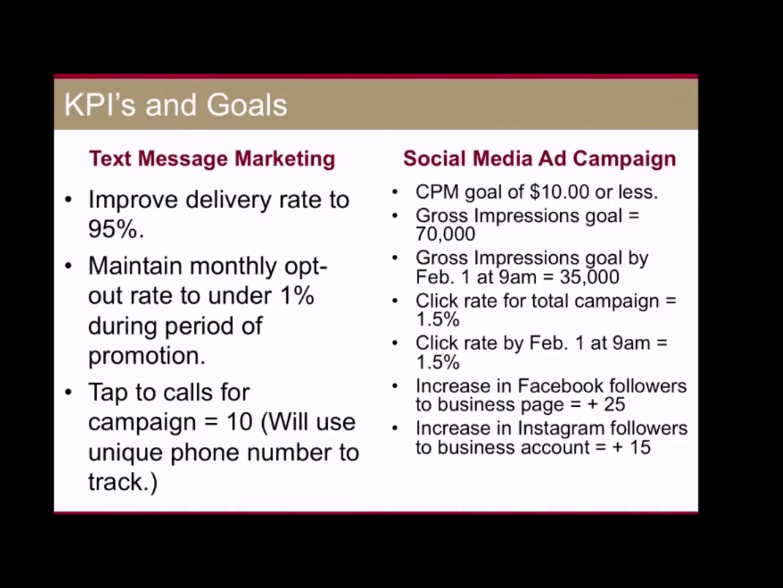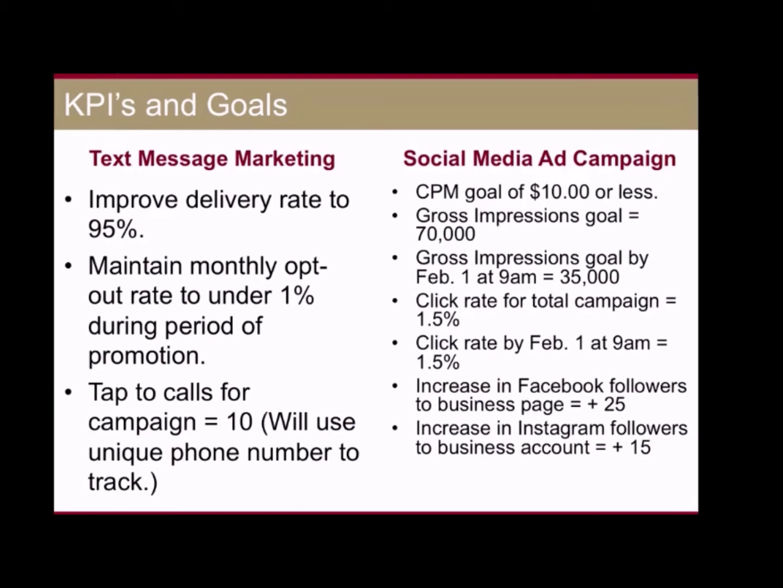So therefore, with a $700 budget, they hope to hit at least 70,000 gross impressions of potential consumers in their immediate trading area. Now, they want to reach half of those people by February 1st, the Thursday before the Super Bowl. And they want to have a click rate of 1.5% for the total campaign. And they're going to evaluate that on Thursday before the Super Bowl, before they open at 9 a.m., and see, are they doing that click rate of 1.5%?